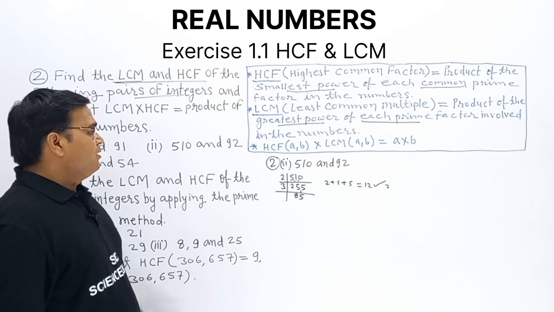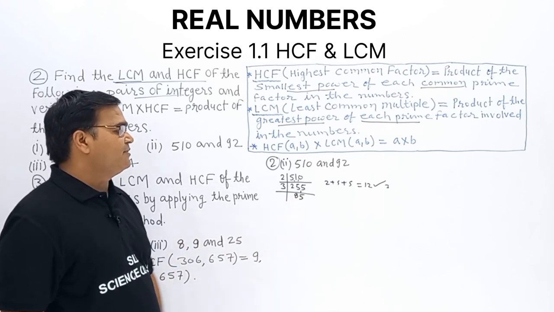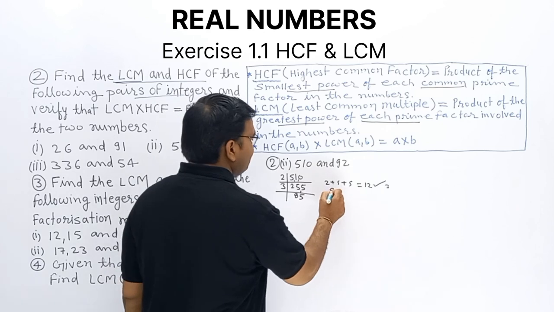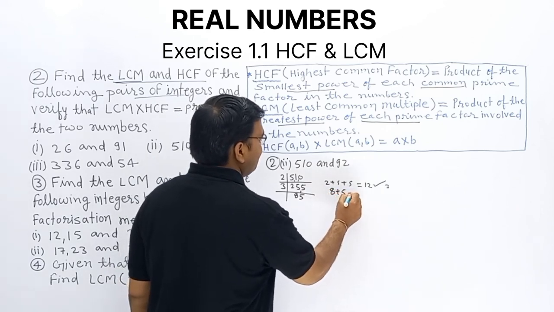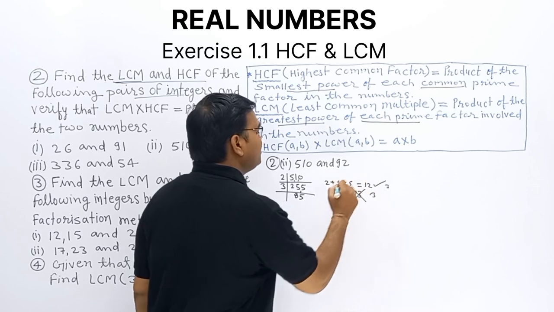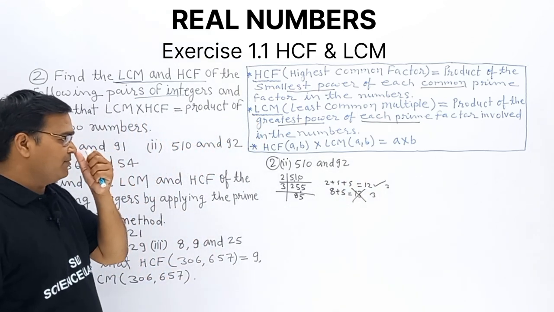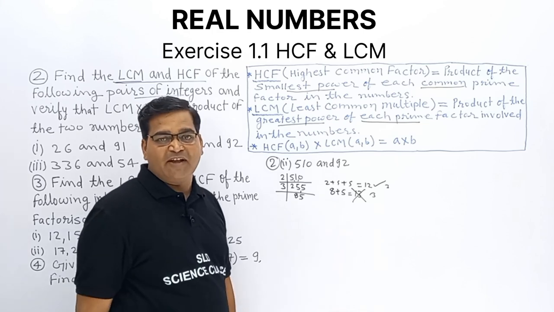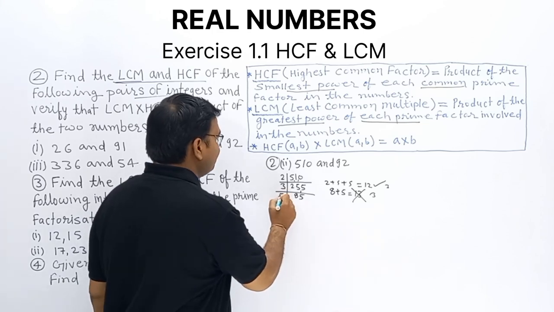Now what will we do? 85. Can we divide this number by 3? We will add the digits of the number. 8 plus 5 is what? 13, and 13 is not a multiple of 3, so we cannot use 3. The next prime number is 5. Yes, the unit place has 5, so we can divide this number by 5.